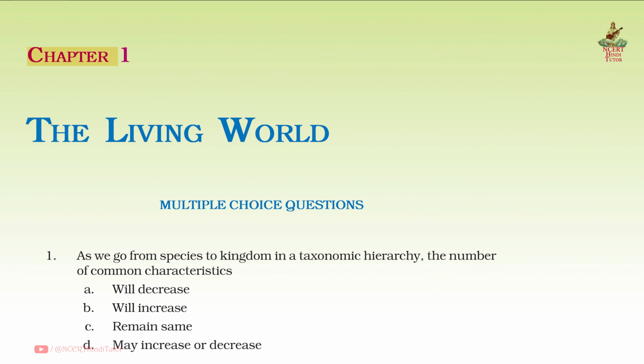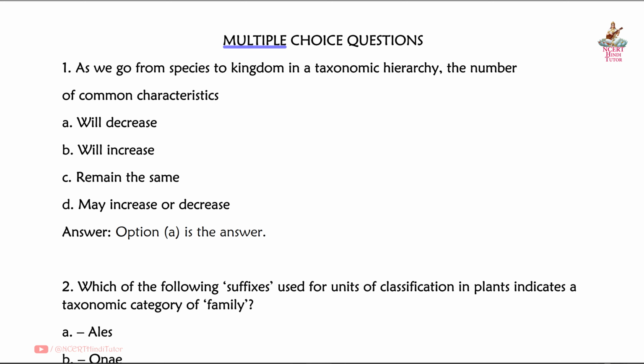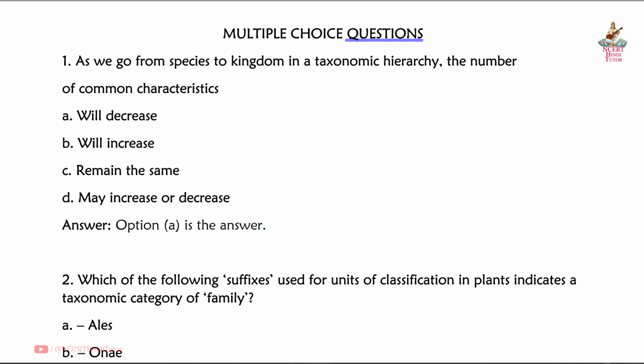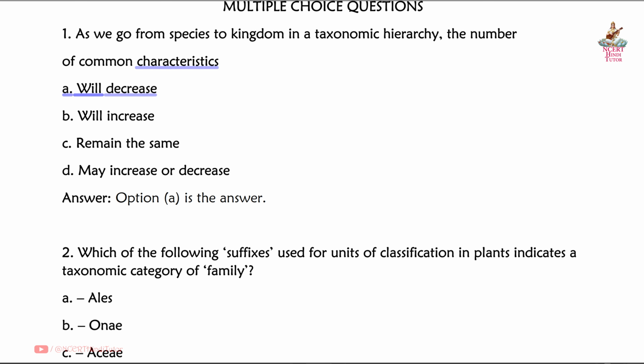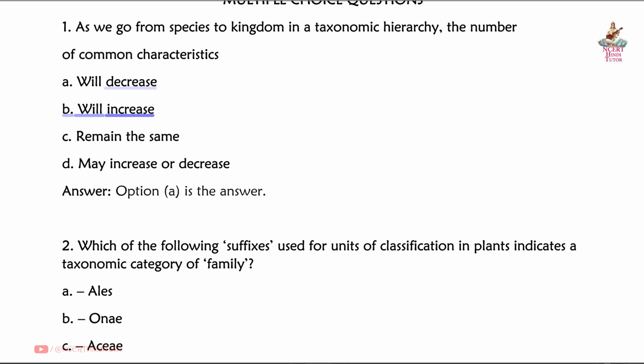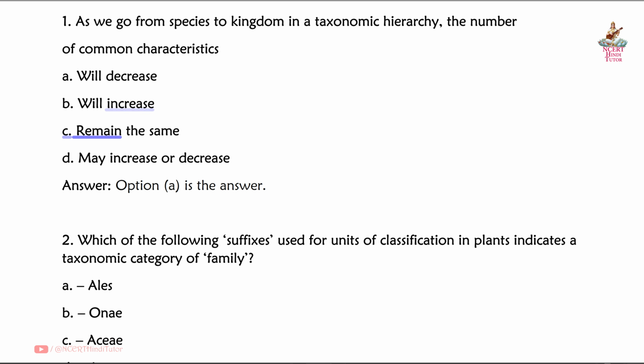Chapter 1, The Living World. Exemplar question answers from Class 11 Biology. Multiple choice questions. 1. As we go from species to kingdom in a taxonomic hierarchy, the number of common characteristics: A. will decrease, B. will increase, C. remain the same, D. may increase or decrease.